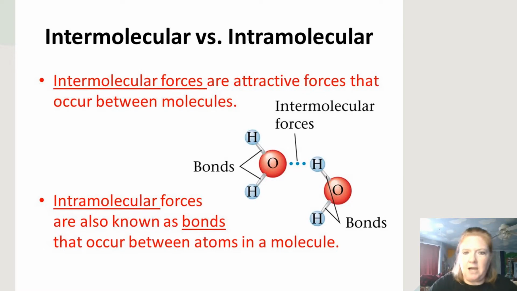Intermolecular forces are attractive forces that occur between molecules. So this water molecule and this water molecule. What are the attractive forces between them? Intermolecular. Intramolecular is within one H2O.